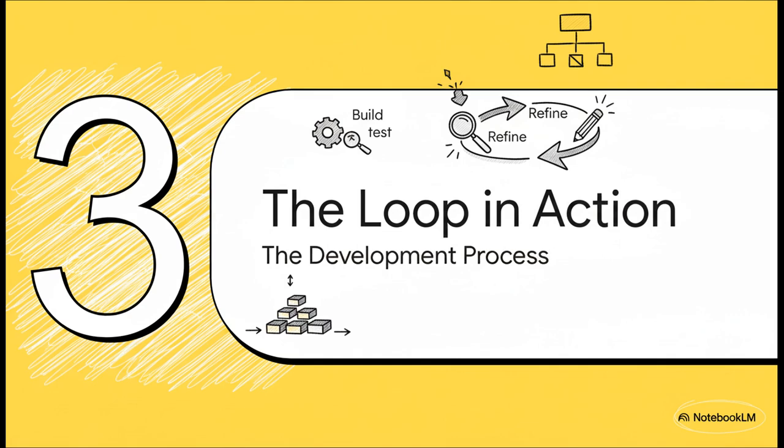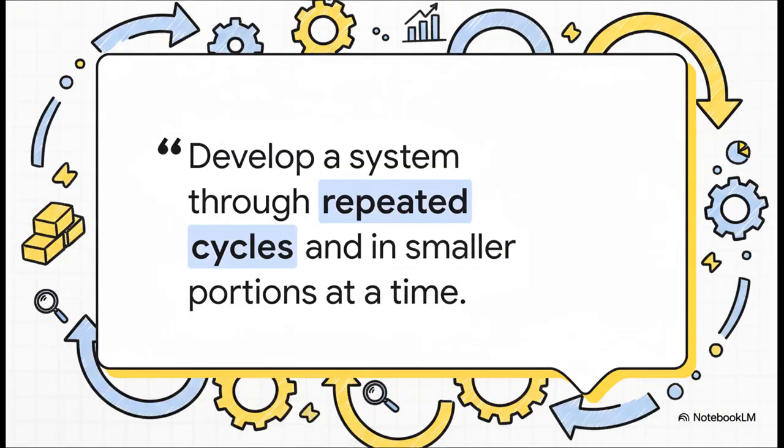So, how does this actually work in practice? What does the process look like? Let's take a look at the engine that really drives the whole thing, the development loop. And this quote right here, it just nails it. The whole idea has two key parts. You develop in repeated cycles, that's the iterative part, and you do it in smaller portions at a time. That's the incremental part. So you repeat the process and you add a little more each time. Repeat and add. Simple as that.